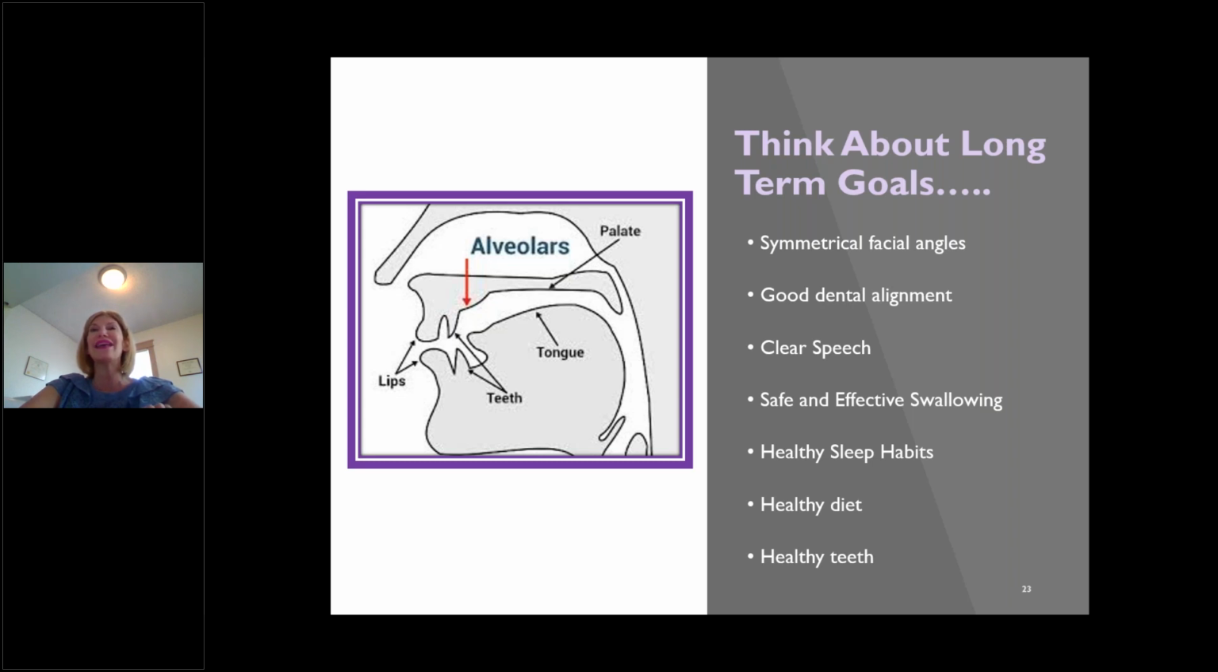We also want safe and effective swallowing. We don't want our kids choking, gagging, throwing up. Not only could it be very dangerous, but it can lead to self-limited diets and picky eating habits. We need our kids to sleep. At 0 to 3, if you have sleep issues this early on, they're only going to manifest. And what happens when we don't get enough sleep? We're just not healthy in general.